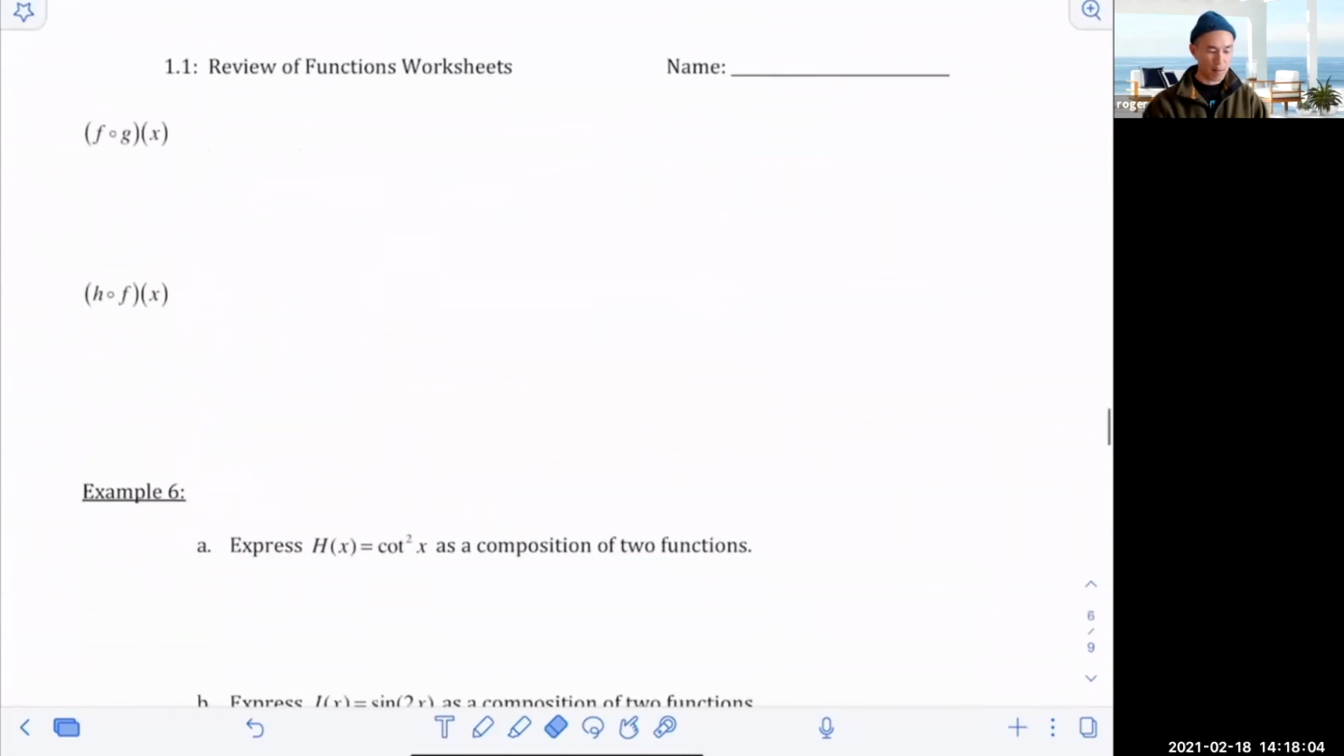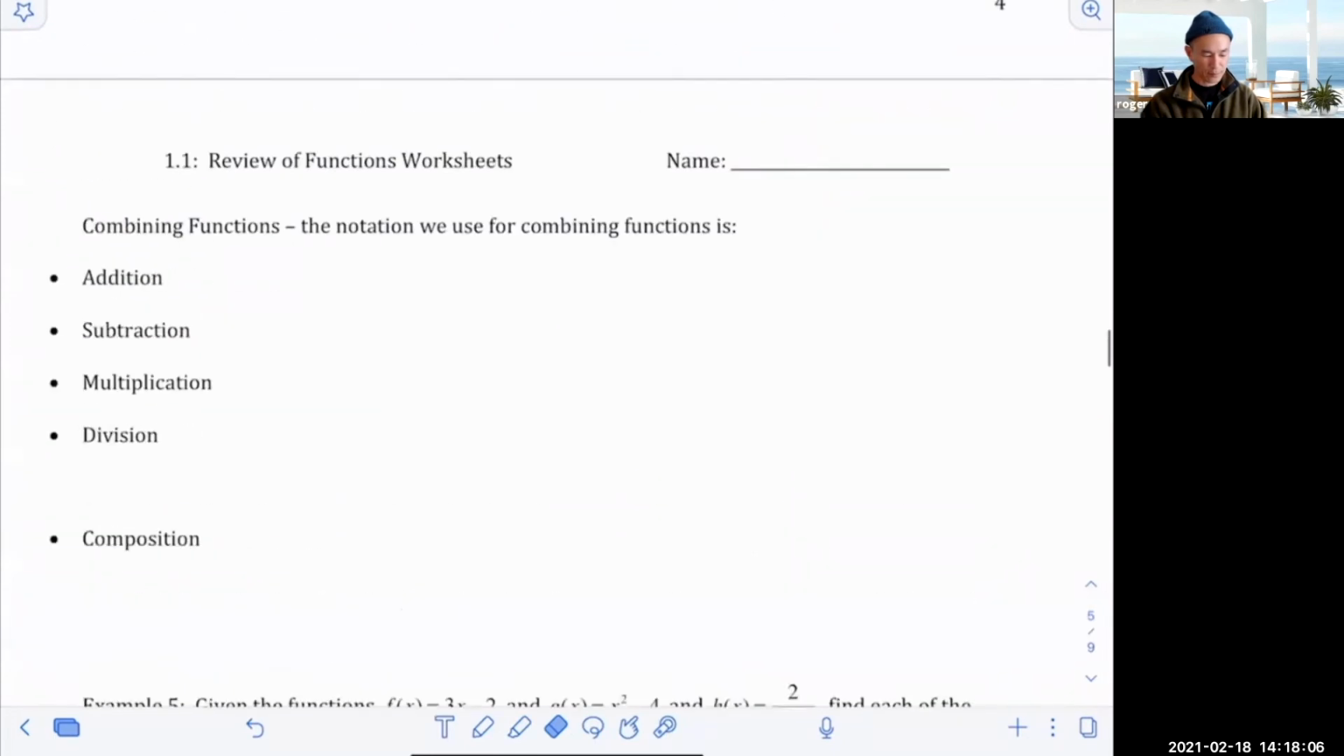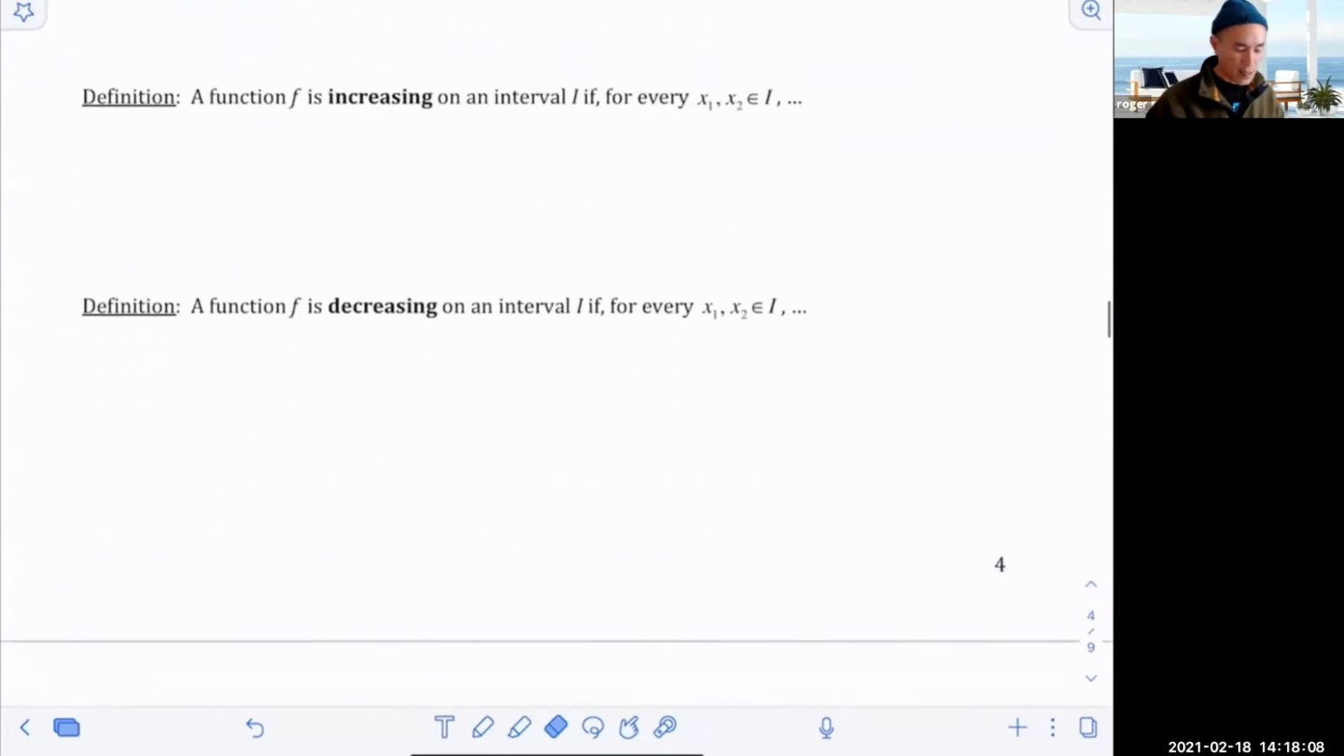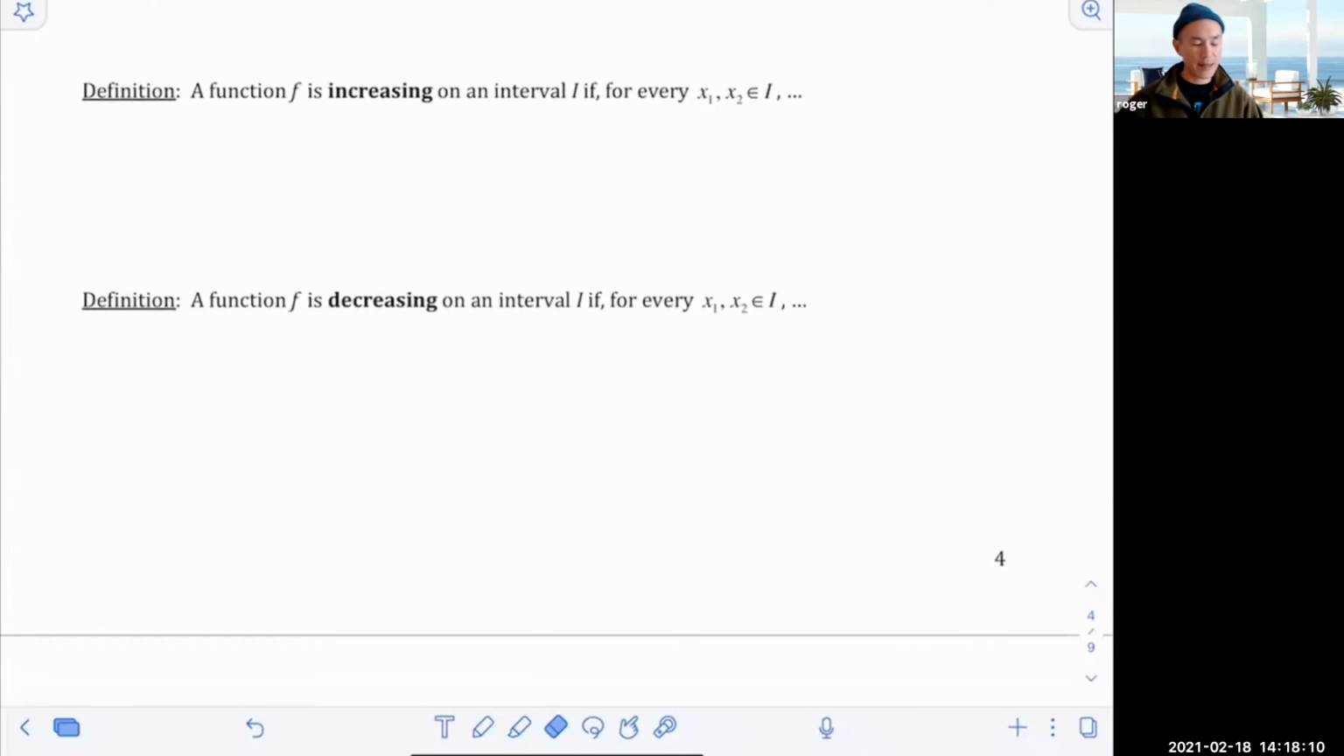Okay, so let's define a couple of terms here, and then we'll take a break. Okay. So we want to know when our function is increasing and when our function is decreasing.